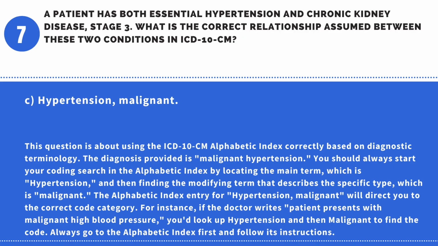For instance, if the doctor writes, patient presents with malignant high blood pressure, you'd look up hypertension and then malignant to find the code. Always go to the alphabetic index first and follow its instructions.